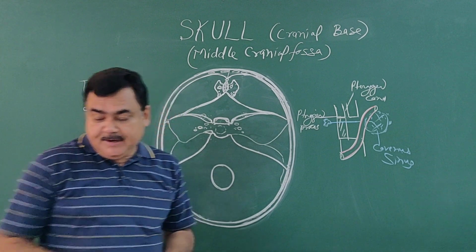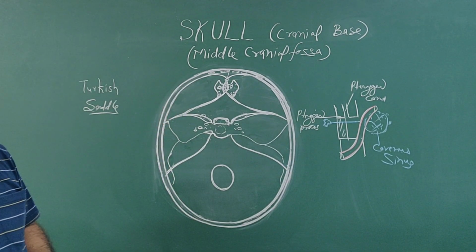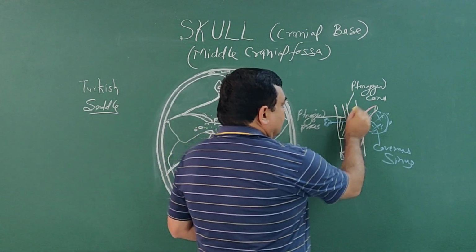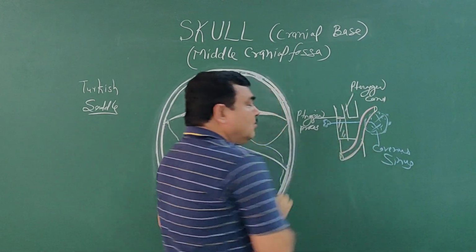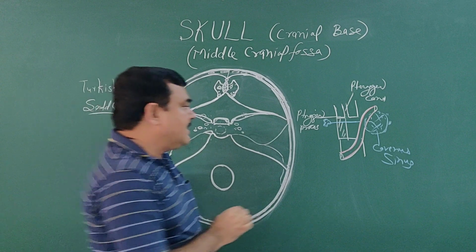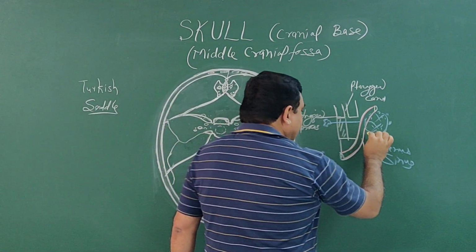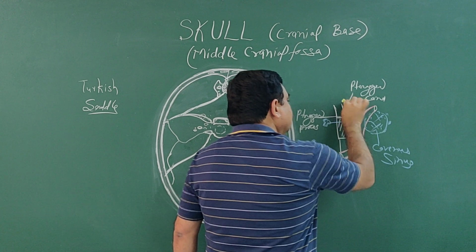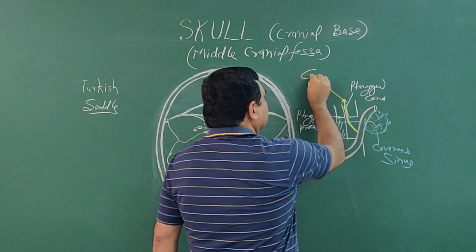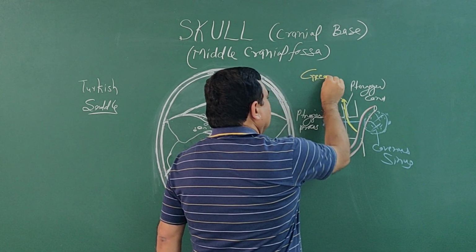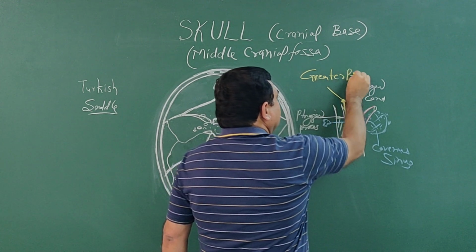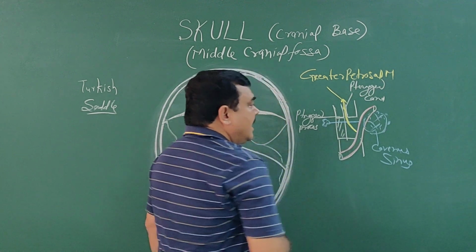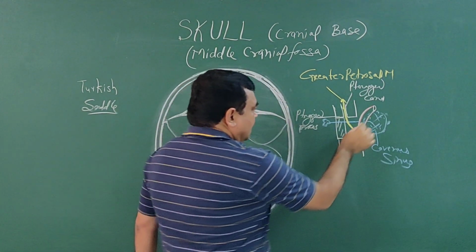And another important thing: through this pterygoid canal, one branch of the facial nerve passes. That branch is the greater petrosal nerve. This is the greater petrosal nerve passing through this.